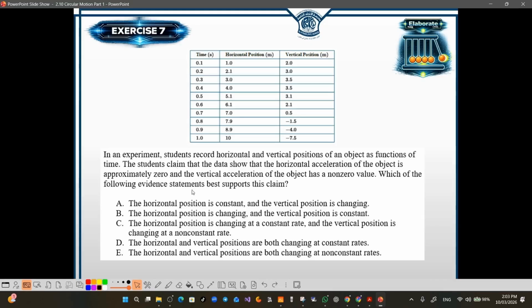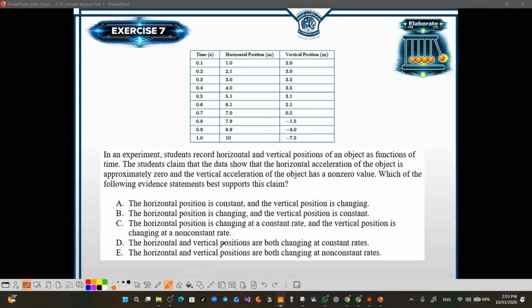Now, in an experiment, a student records horizontal and vertical position of an object as a function of time. The student claimed that the data show that the horizontal acceleration is approximately 0 and the vertical acceleration of the object is not 0. Which of the following evidence statements will support this claim?